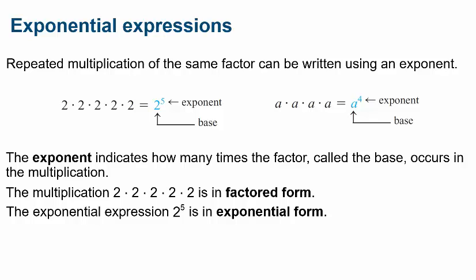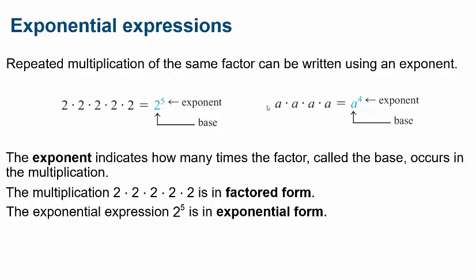So repeated multiplication of the same factor can be written using an exponent. So if you have 2 times 2 times 2 times 2 times 2, 5 times, we can write this as 2 raised to the 5th power. The 2 here, the number being multiplied by itself 5 times, is called the base, and the exponent up here is the number of times it's being multiplied.